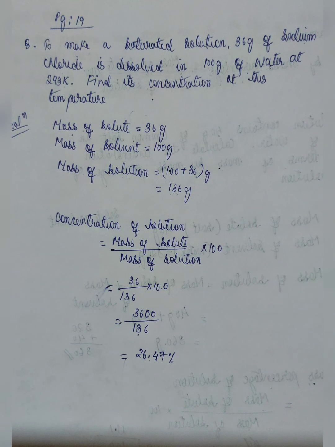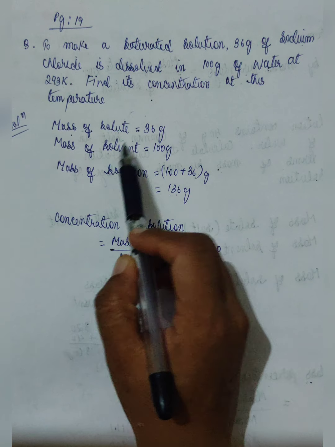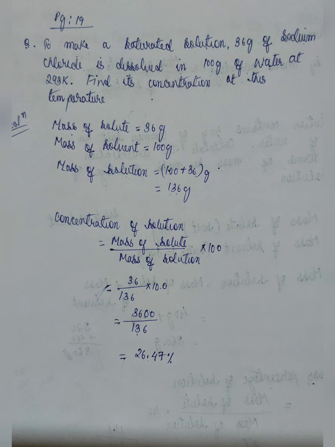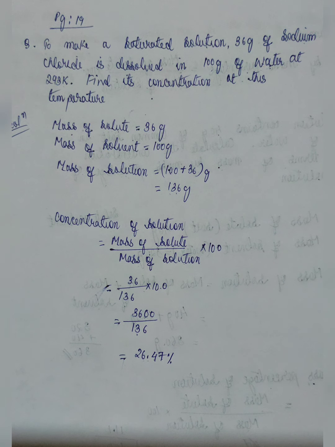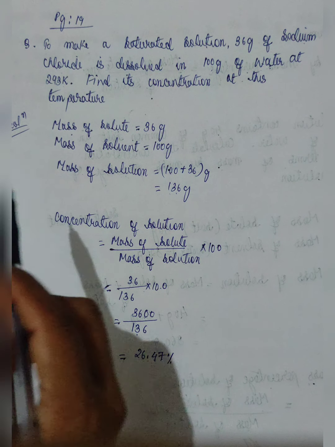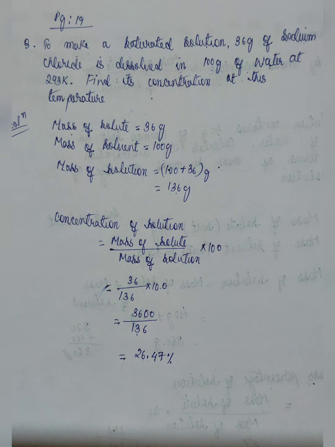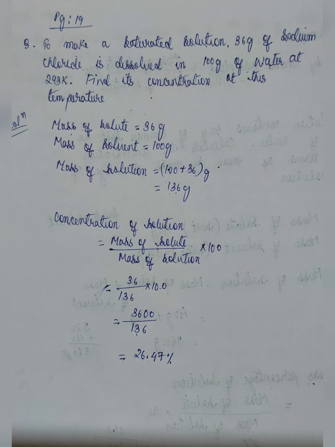26.47. Now here some of you will get confused, because here the solvent is mentioned as water, and the unit for water is always liter or milliliter. But remember, whenever we are doing this solute and solvent, we are going to mention our solvent water in gram. So it is only for this particular portion.